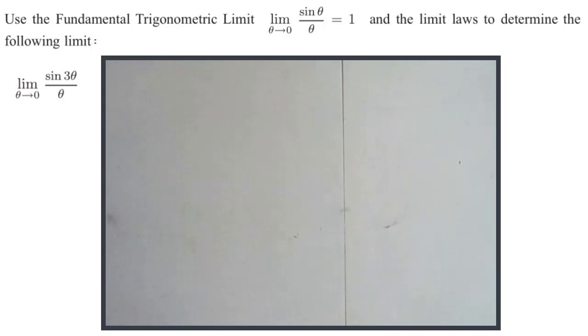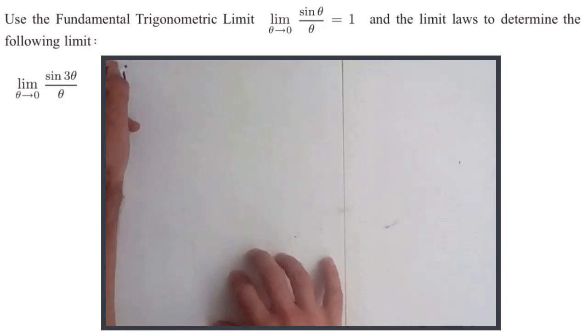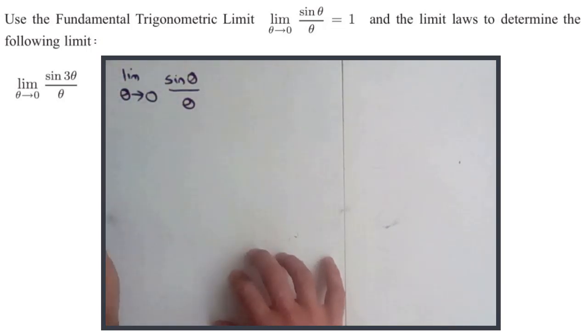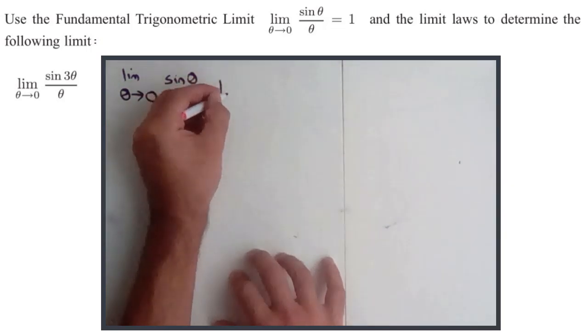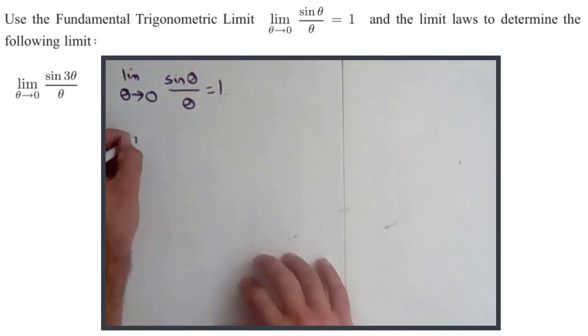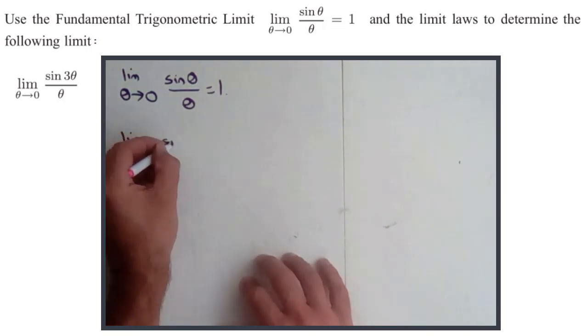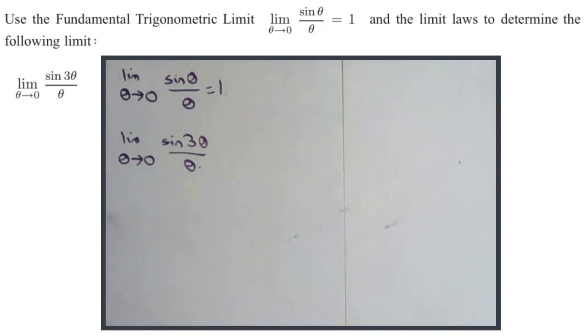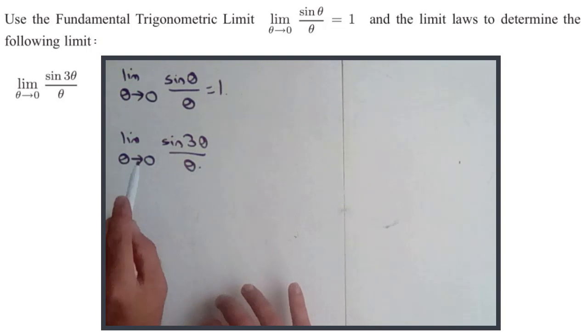Use the fundamental trigonometric limit, which is the limit as theta approaches 0. I'm going to write this down: the limit as theta approaches 0 of sine theta over theta. The fundamental trigonometric limit says that this is 1. Right, so we need to use this and the limit laws to determine the following limit, which is the limit as theta approaches 0 of sine 3 theta over theta. Use this to find out this.